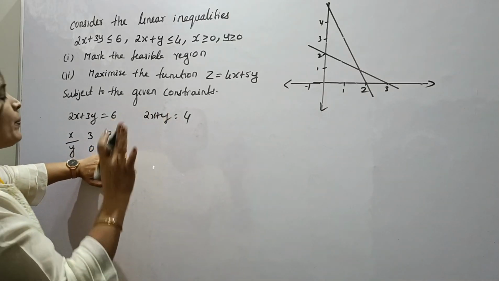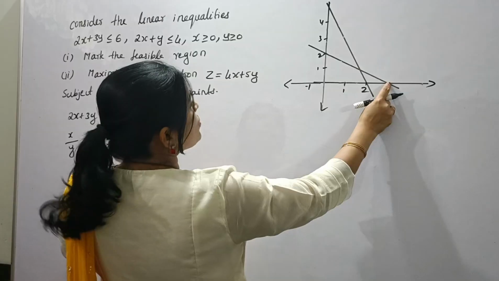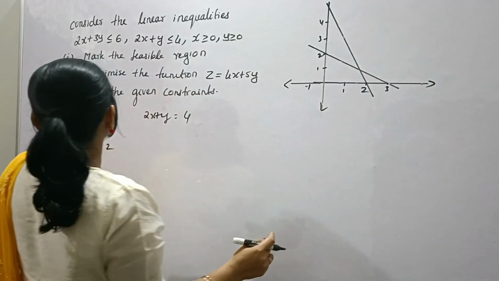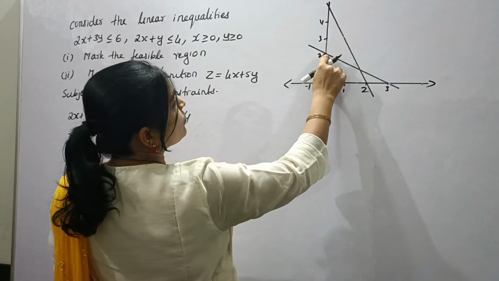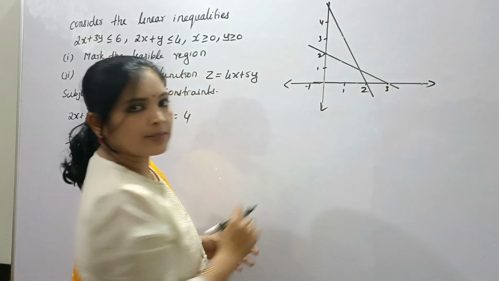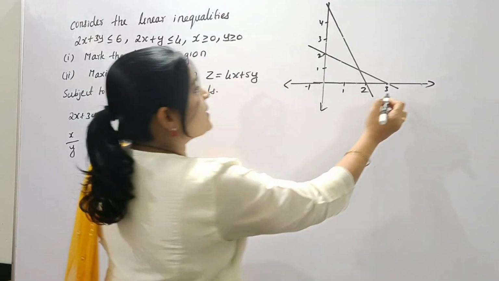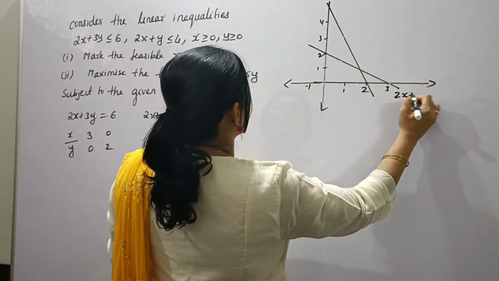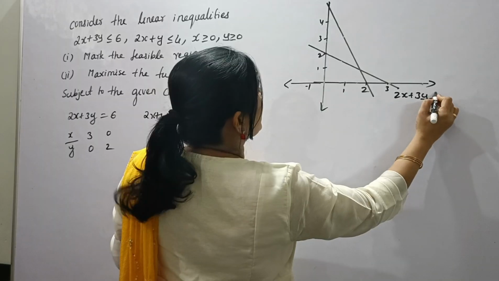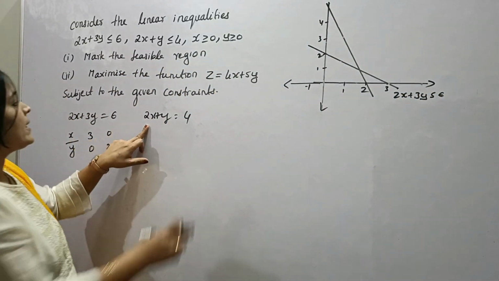So you just plot the points. When x is equal to 3, y is equal to 0, and x is equal to 0, y is equal to 2. Then join these points. Now you have got one straight line. This straight line is nothing but 2x plus 3y less than or equal to 6. And the next one is here.